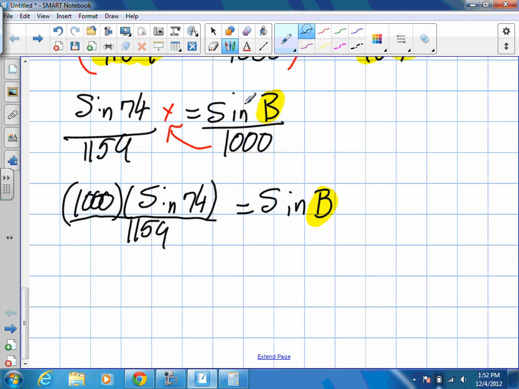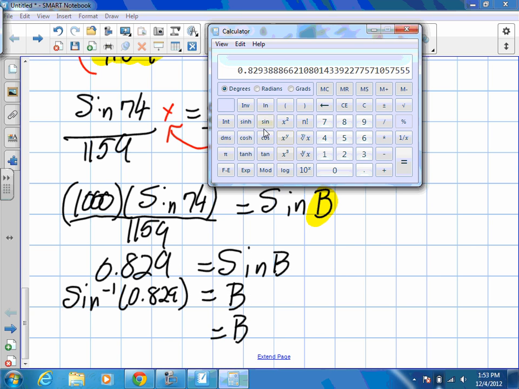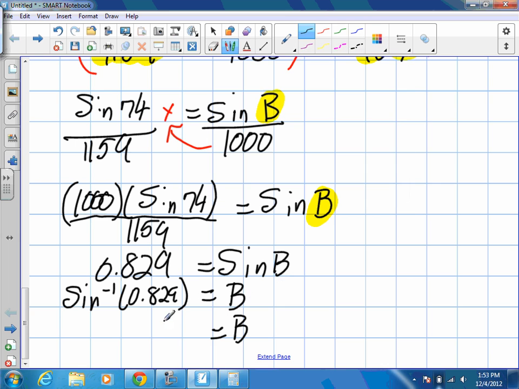That's right, and when we go to get B by itself, it has to become sine inverse. So sine inverse of 0.829 will give us what our angle is, and let's check to see that we were right in the first place. The inverse of this is 56, exactly what we had found when we just subtracted from 180. But this is how, if they'd asked you to solve for an angle, you'd go through that process.